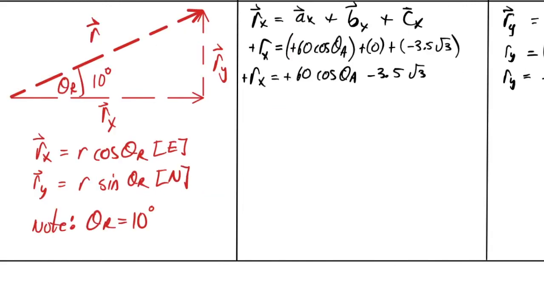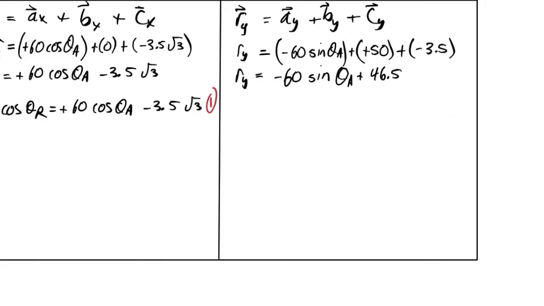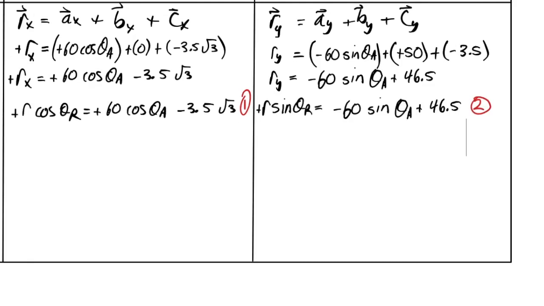So what we're going to do next is replace our Rx with positive R cos theta R, and that is equal to positive 60 cos theta A minus 3.5 root 3. Let's call that equation 1. Now we're going to do the same thing with our Ry. Now we have R sine theta R, specifically positive R sine theta R, is equal to negative 60 sine theta A plus 46.5. So one of the things that we're going to do is eliminate as many of the unknowns as we can.